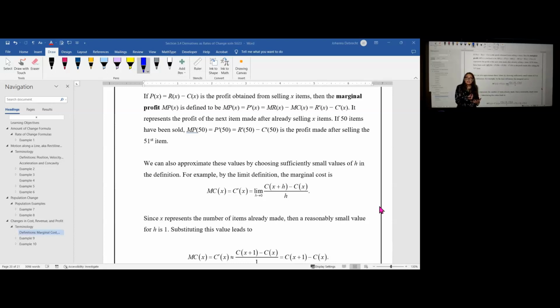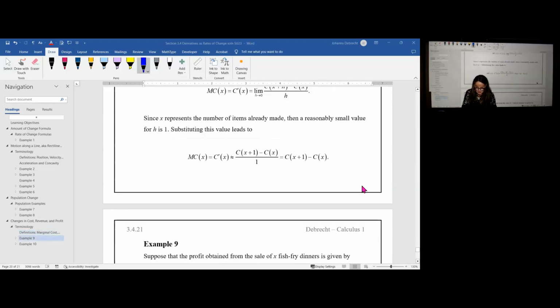As long as it's a small interval, then the instantaneous rate of change is roughly equivalent to the average rate of change. The slope of the tangent line is close to the slope of the secant line. For a marginal cost, revenue, or profit situation, a relatively small value would be 1. So we'll let h represent 1.